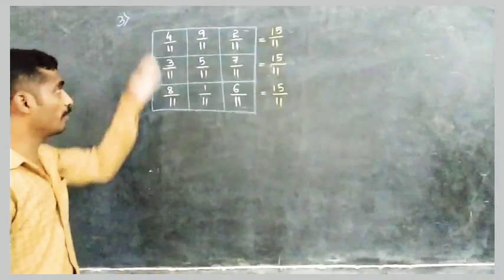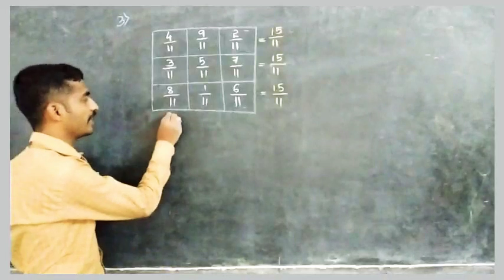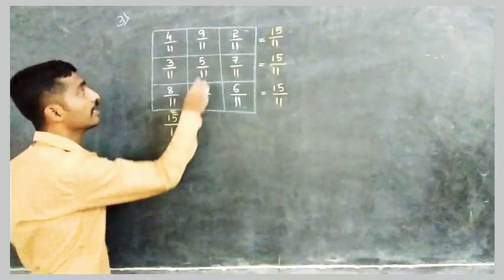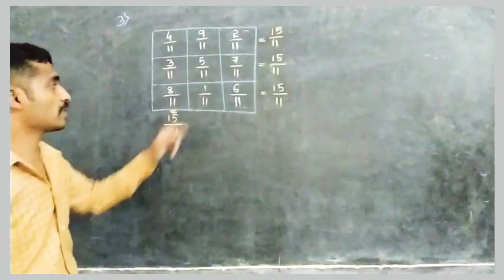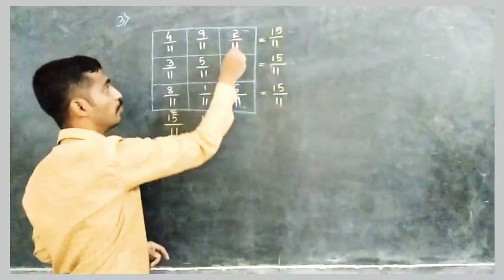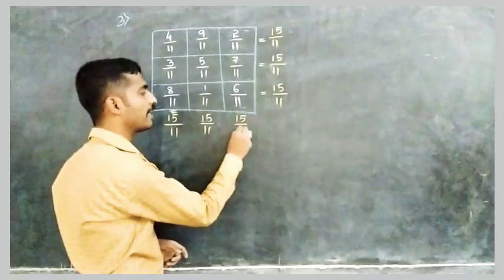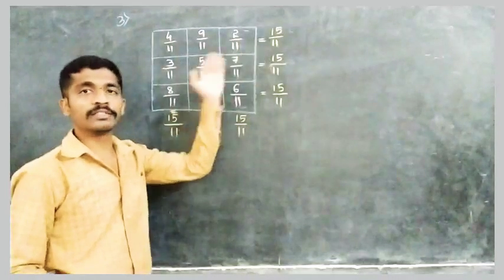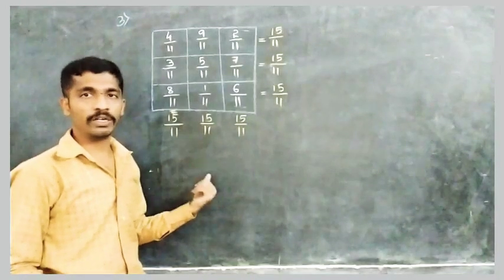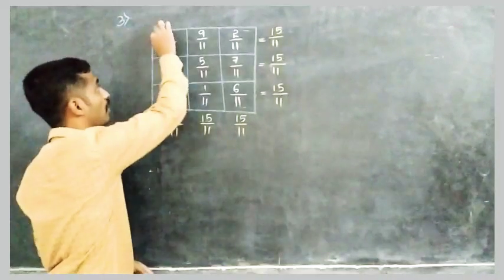Okay, rows are over. Now columns. The first column: 4 plus 3, 7, 7 plus 8, 15. So here also we are getting 15 by 11. Next, 9 plus 5, 14, 14 plus 1, 15. So here we are getting 15 by 11. Next, 2 plus 7, 9, 9 plus 6, 15. So 15 by 11. So the addition of the rows and the addition of the columns are the same, equal. Now the last thing is you have to check the diagonals, means corner to corner.